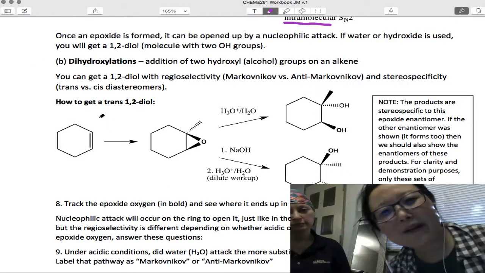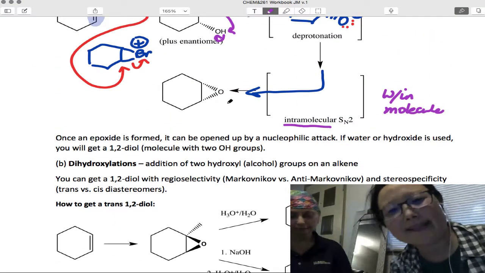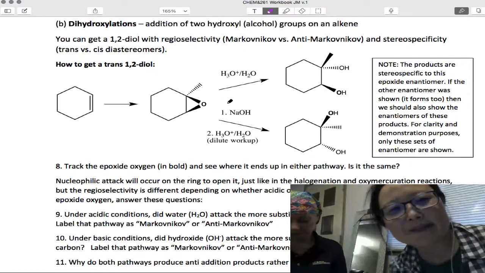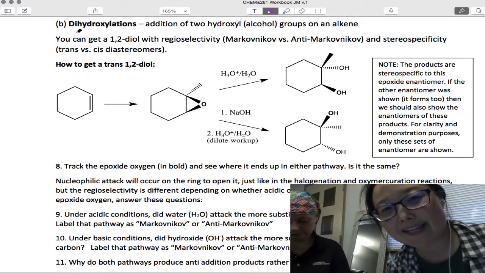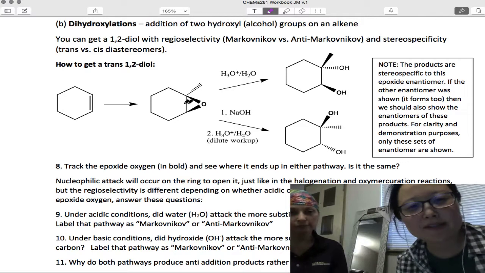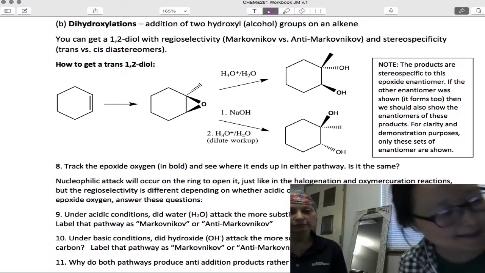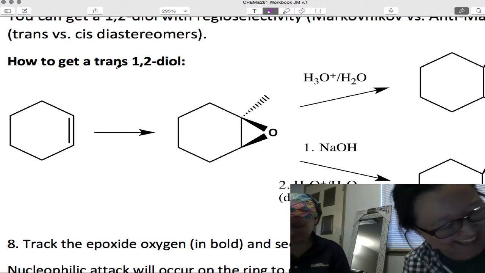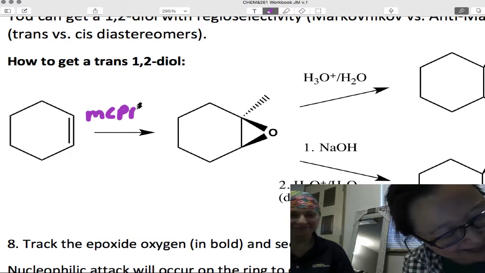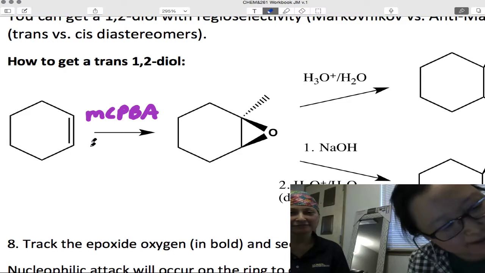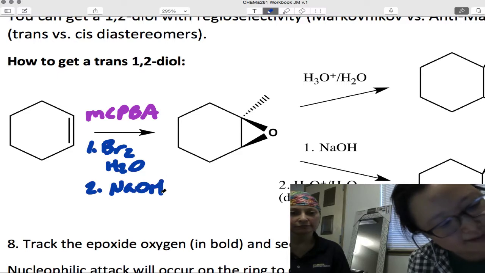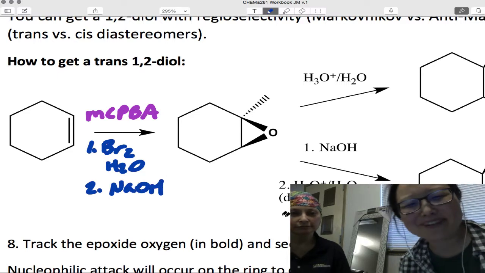Okay guys, so what we want to do with our epoxides is we can do something fancy, which is called dihydroxylation. So let's review this first step. What are the 2 different ways that we can make the epoxide? One is MCPBA, and the other method, if you want, you could say bromine in water, followed by NaOH. It's not as common a method, by the way, but you can do it.